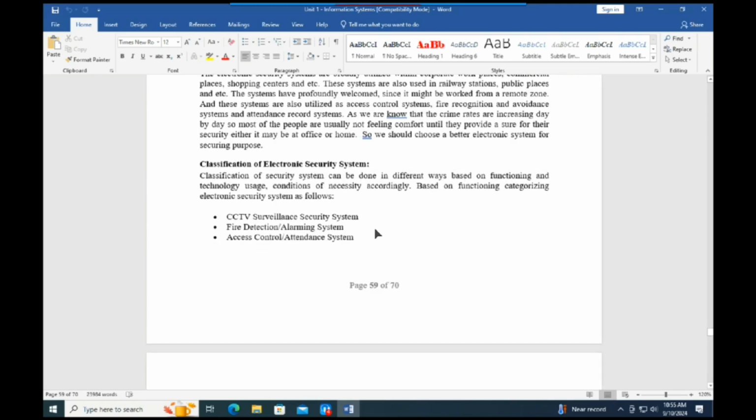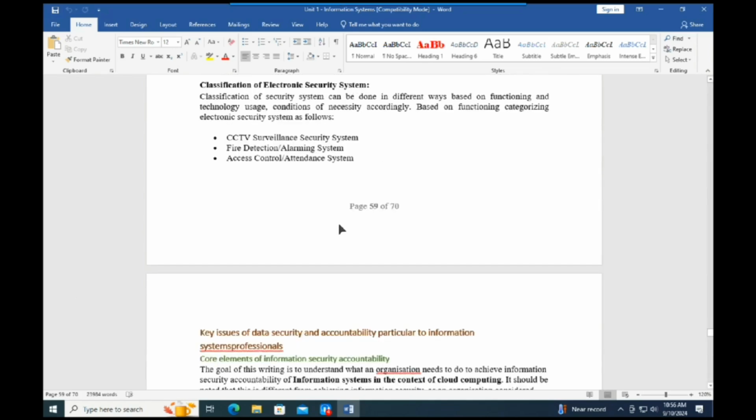Now, the classification of electronic systems is based on functioning, but we can still do it in different ways. We can classify based on functioning, based on the technology that is used, or based on the conditions that are necessary for that system. If we categorize the security systems based on functioning, then we are going to have the following. The first is the CCTV surveillance security systems. The second is the fire detection or alarming system. The third is the access control or attendance system. If we classify based on functions, we're going to have those three.